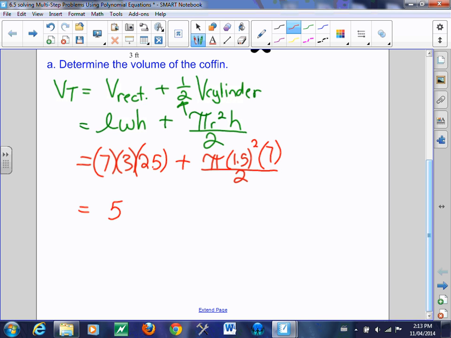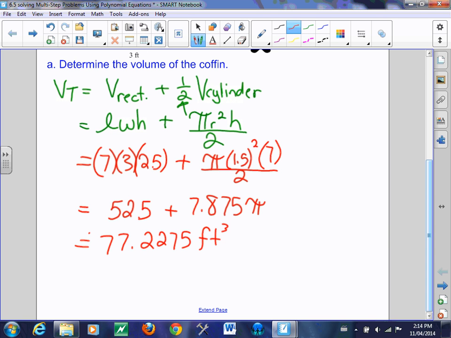To simplify this, do the calculations of the rectangle first. So you should plug in your calculator and get 52.5 plus get all the calculations done except for pi. So it's going to be 7.875 pi. And then in your calculator, plug that all in together. And you should get 77.2275. And what are our units here, folks? They are feet cubed.